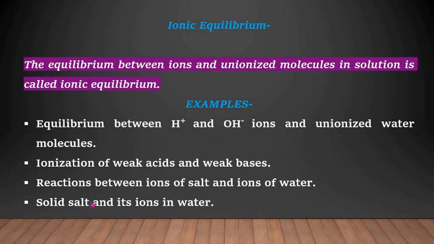Ionization of weak acids and weak bases. Reaction between ions of salt and ions of water. Solid salt and its ions in the water. One question: why ionization of weak acids and weak bases, not strong acids and strong bases? Because strong acids and strong bases are strong electrolytes which are completely converted into ions. So unionized molecules are near about zero. So in this topic we mainly consider the weak electrolytes, either weak acids or weak bases.